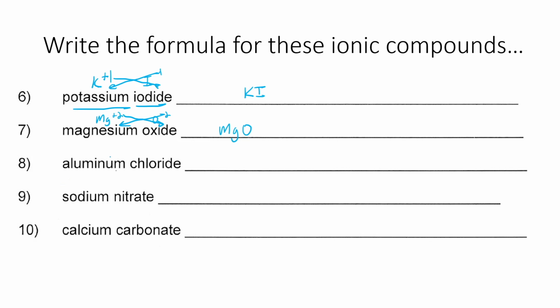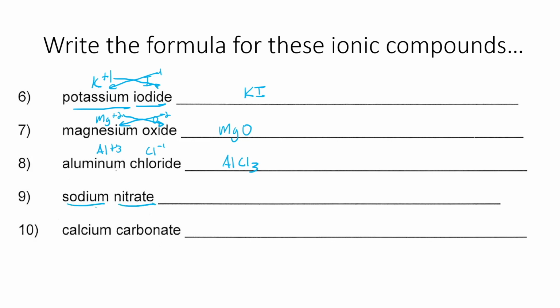Aluminum chloride. Again, aluminum is a metal that has a +3 charge, and chloride is Cl with a -1 charge. So it's just going to be Al, and we only need one of those Als, because it'll be balanced out by 3 chlorines that have a -1 charge, because it takes 3 -1s to balance out a +3 for the aluminum.